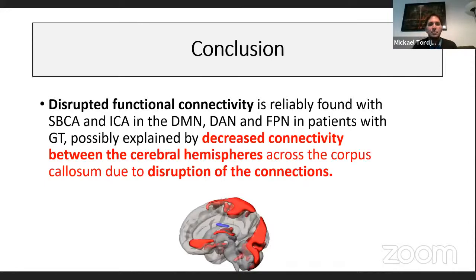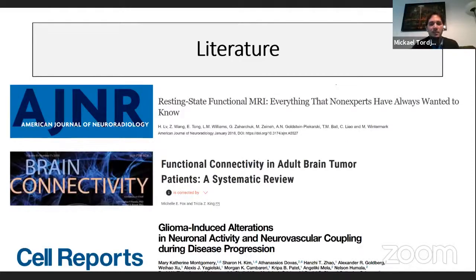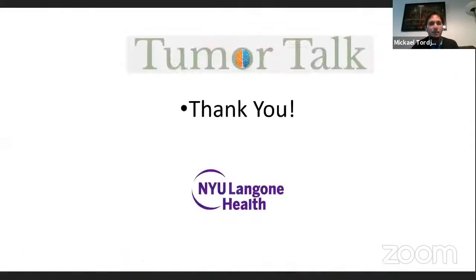In conclusion, the disruption of the functional connectivity is reliably found with seed-based connectivity analysis and independent component analysis. It's in the three networks of interest, in particular the default mode network, in patients with glial tumors, and it could be explained by the decreased connectivity between the cerebral hemispheres across the corpus callosum due to the disruption of the connections. These are some interesting articles on the subject. Thank you very much.